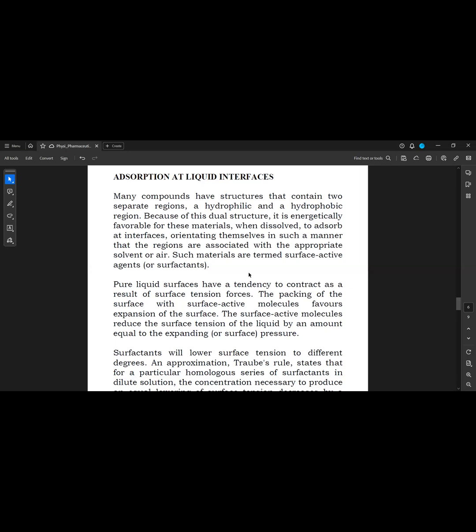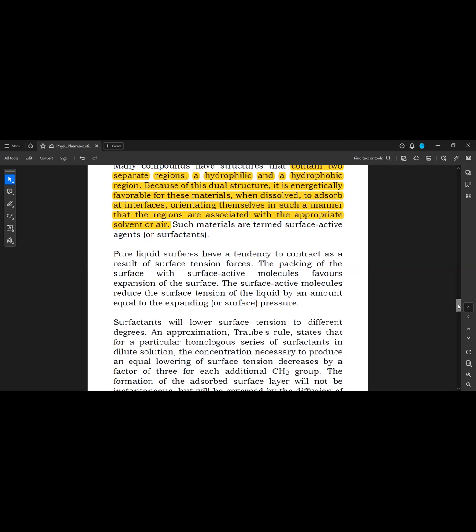The packing of the surface with surface active molecules favors the expansion of the surface. So the surfactant molecules reduce the surface tension of the liquid by an amount equal to the expanding pressure. Let's say you put powder on your water. The powder exerts some pressure on the surface of the liquid. The reduction of the surface tension of the water is going to be proportional to the amount of tension or force that the powder applies on the surface of the liquid.